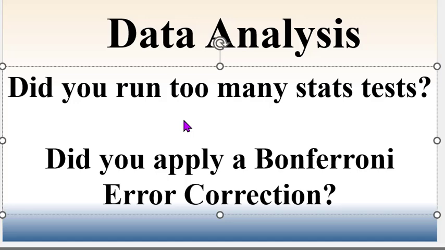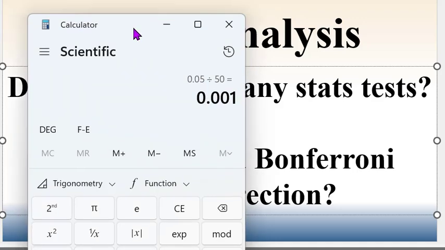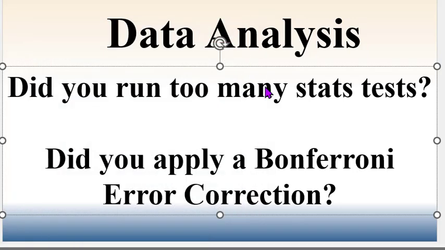So for example, for my 50 question person, you would take that 0.05, the original alpha, and then divide it by the number of tests that you ran. So 0.05 divided by 50 comes out to be, I had to do that one on a calculator, 0.001. So only those results that had a p-value less than 0.001 would be considered significant. That's how you control for making type 1 error, okay? So if you run too many tests, apply a correction.